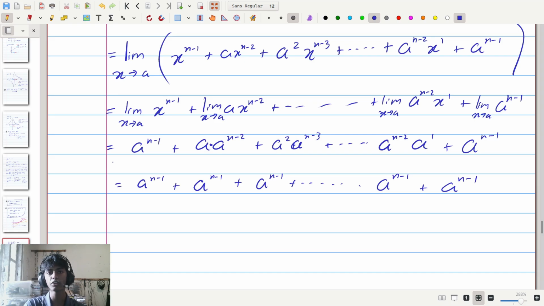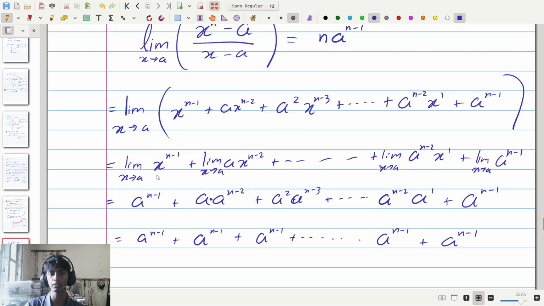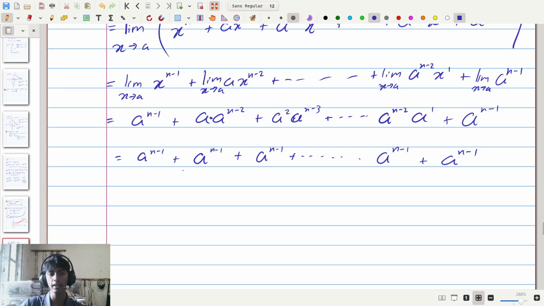How many n minus 1s do we have here? Well, if we start looking, we can see we have exactly n number of n minus 1s. So altogether we have n number of a to the power of n minus 1s. Therefore the sum here is n times a to the power of n minus 1.